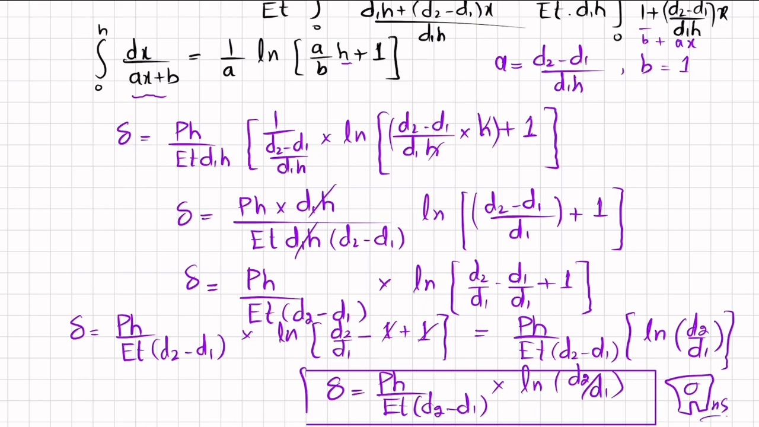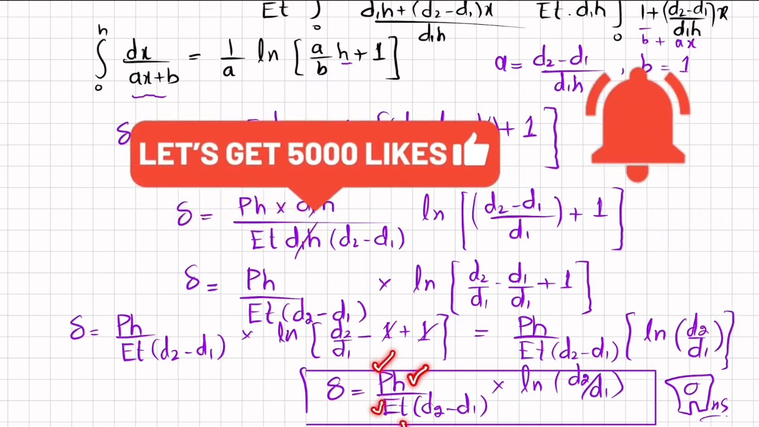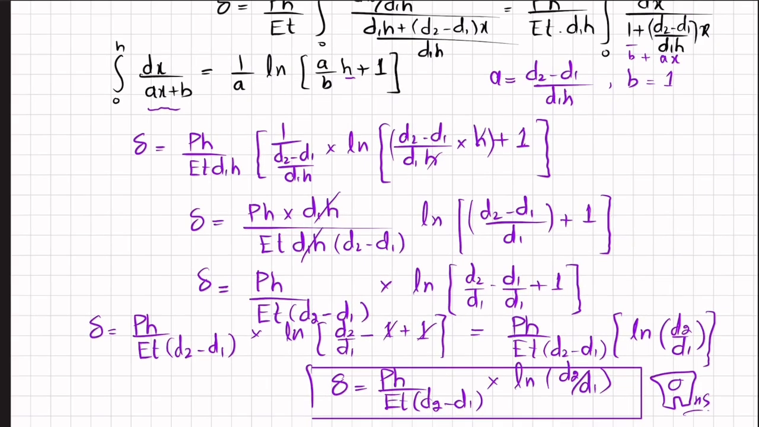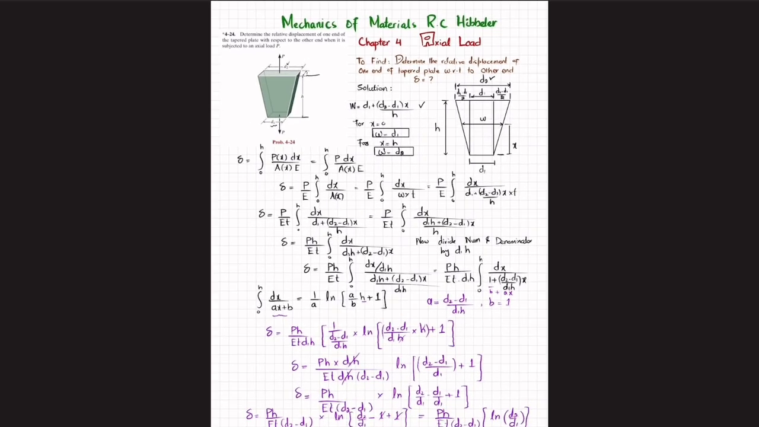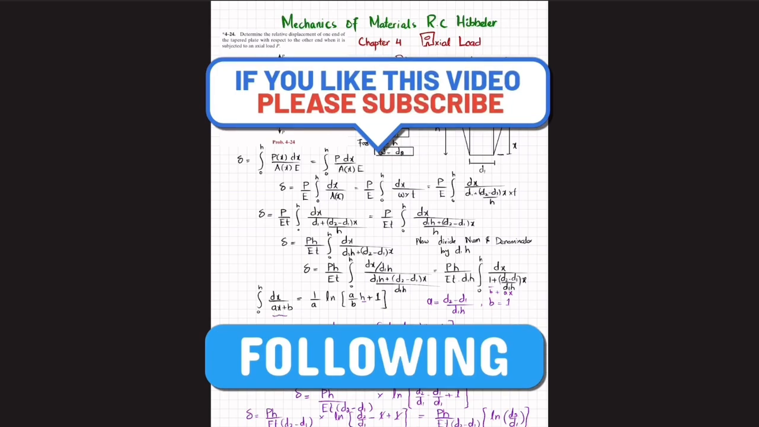Now if you know the value of total height, you have p, you have the material so you will get the modulus of elasticity, you have thickness, larger width and smaller width, so you can just put in these values, and you will get the total relative displacement of one end of the tapered plate with respect to the other. And that was all about this problem 4-24.